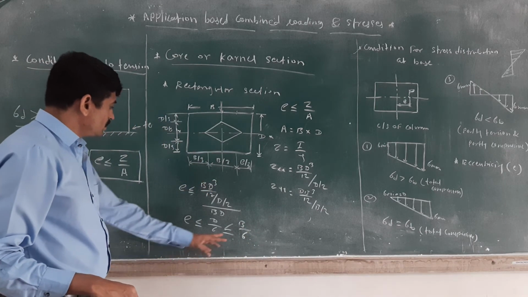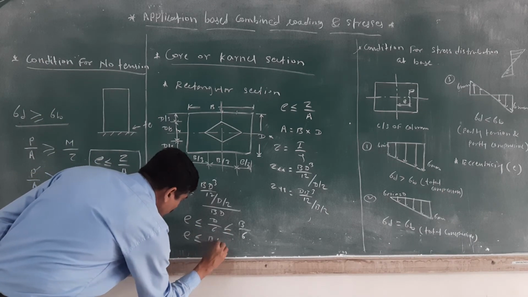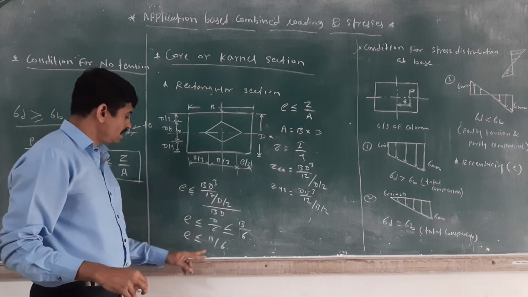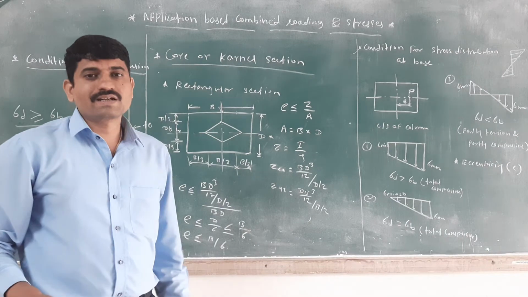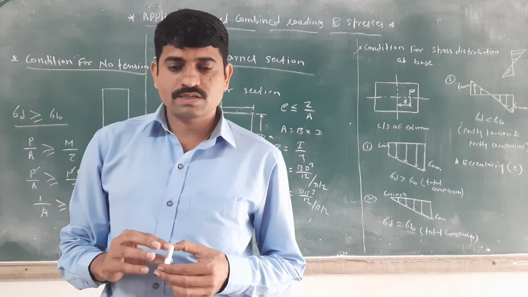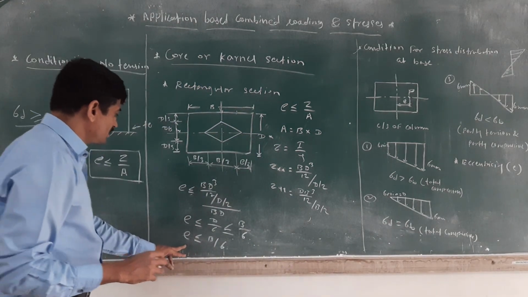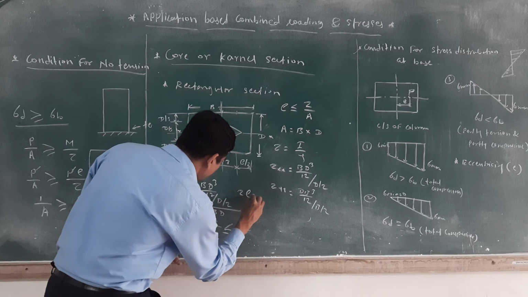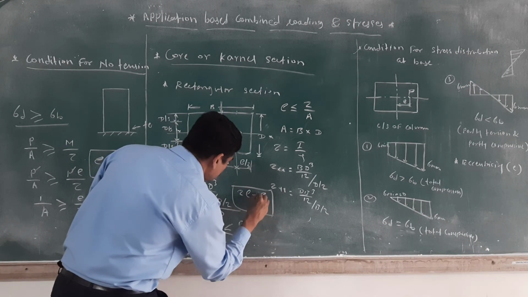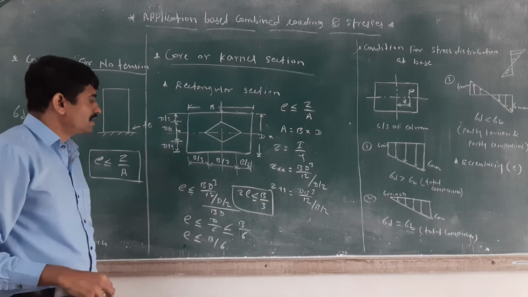You can choose the XX value only. Section B by 6. Okay, this is the eccentricity of the rectangular part. Eccentricity is less than or equal to B by 6. Then you can convert this: I will convert it to 2E is less than or equal to B by 3. Okay, this is the formula for the rectangular section.